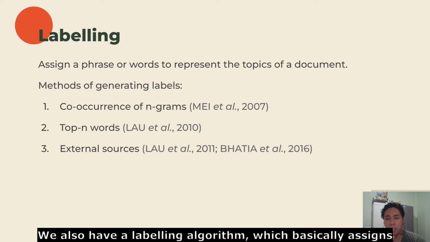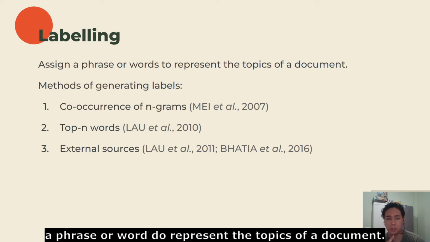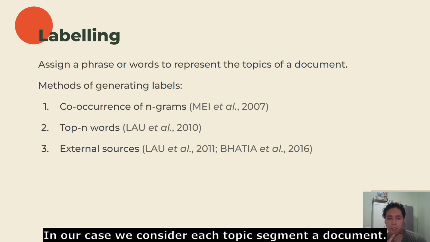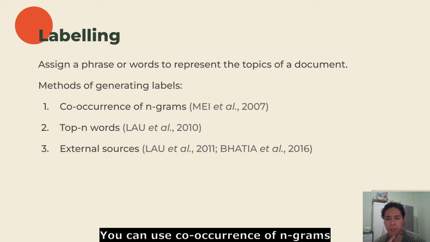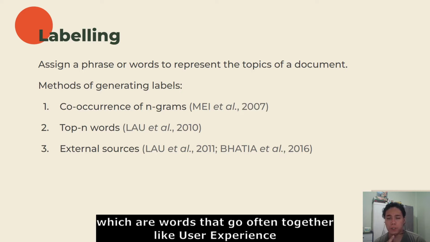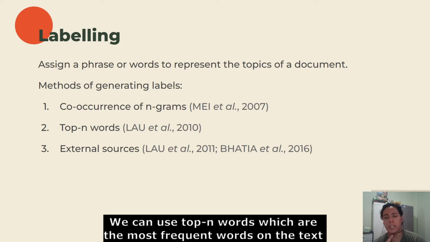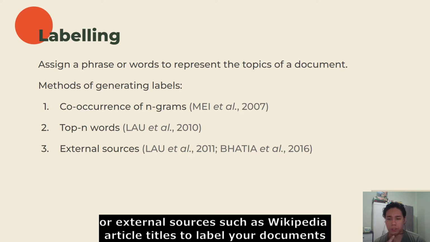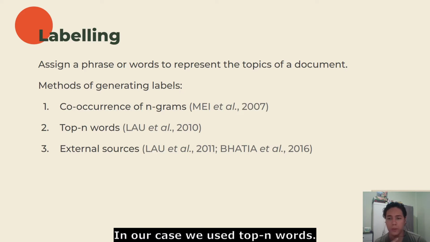And we also have a labeling algorithm, which basically assigns a phrase or words to represent topics of a document. In our case, we are going to consider each topic segment a document. And you can use co-occurrence of n-grams, which are words that go often together, just like user experience. We can use top N words, which are the most frequent words on the text, or external sources, such as using Wikipedia article titles to label your documents. In our case, we used top N words.